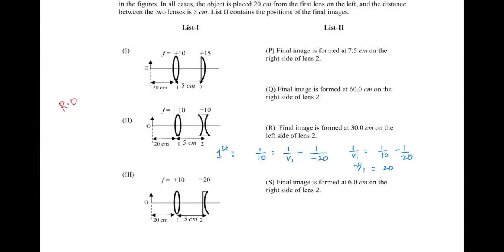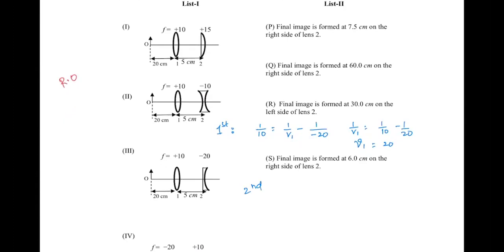So V1 is the position of the first image that will act as object for the second lens. Now, since V1 turned out to be plus 20, the object distance for the second lens will become plus 15. So now for the second lens, 1 by F, which is minus 10, equals 1 by final image V2 minus 1 by U, where U is going to be plus 20. Sorry, not plus 20, plus 15. Now here I'll have to be very careful. So plus 15 is going to be the value of U for the second lens. That is because 20 was the distance from the first lens image formation, which is going to act as object. So it will be 15 plus 15 for the second scenario.